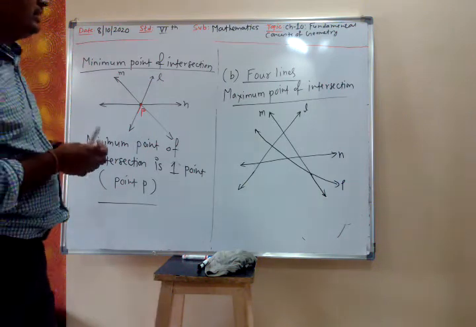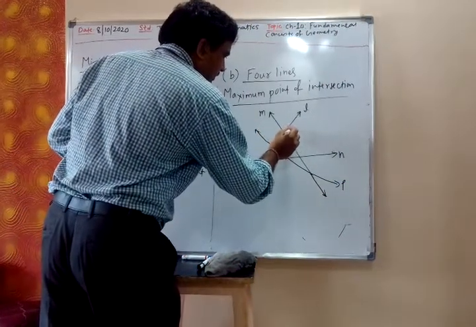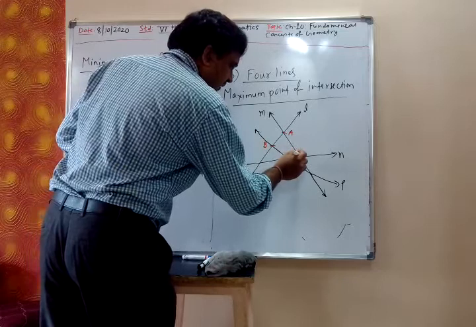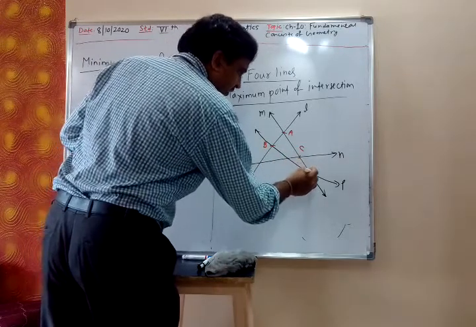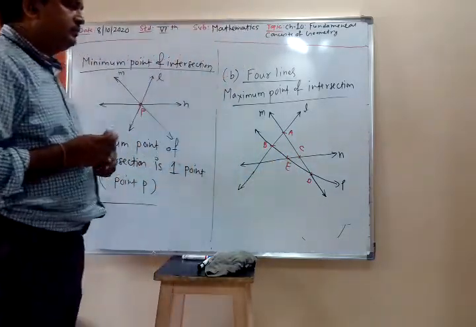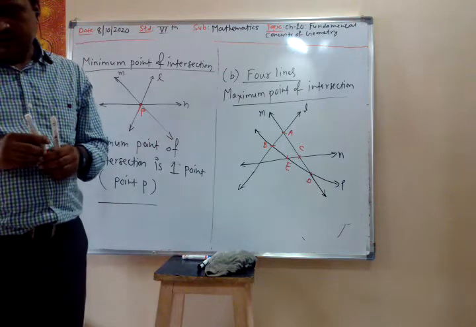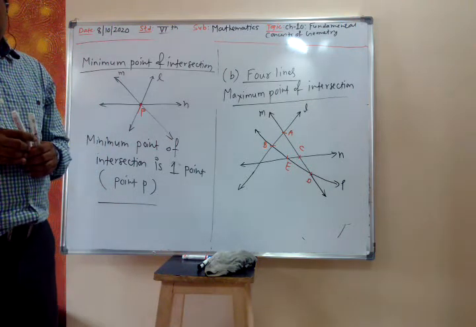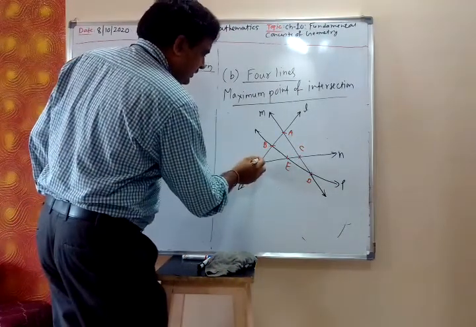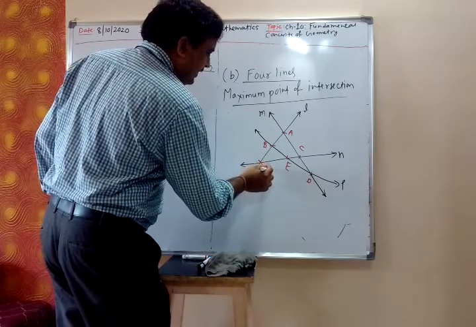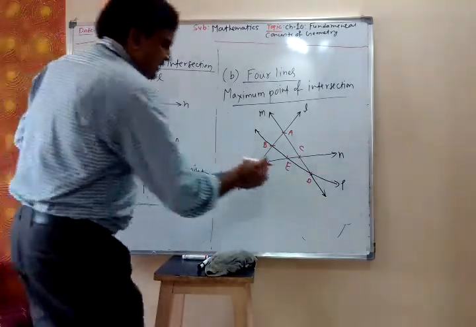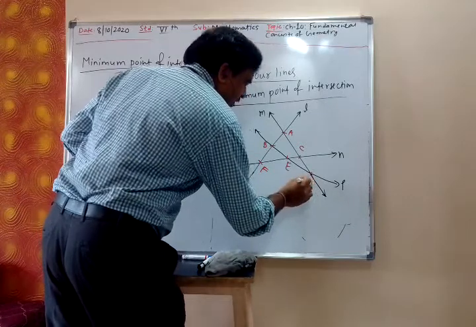You can name the points of intersection. This is my A. This is my B. This is my C. This is my D. This is my E. Then this is my F. So how many points are there for 4 lines?